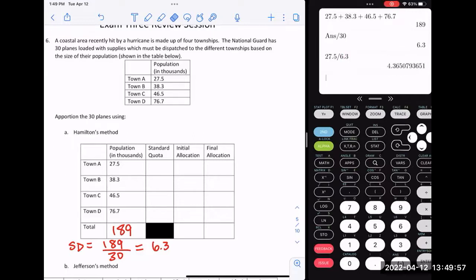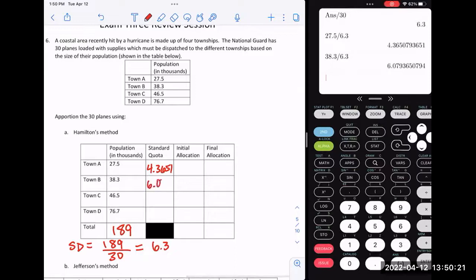And make sure you pay attention to what you're asked to round to. Let's just round these to 4 decimals to be on the safe side. So this is going to be 4.3651. And then I'll just keep doing this for each one. 38.3 divided by that standard divisor.